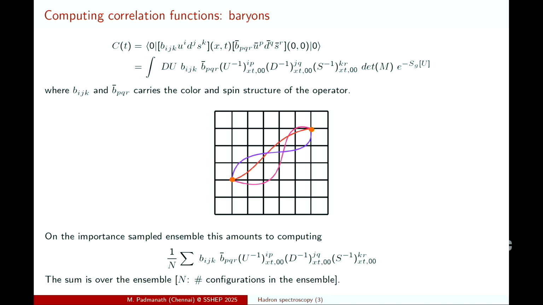U inverse is the M inverse corresponding to the U quark, D inverse is M inverse corresponding to the D quark, and S inverse corresponds to the S quark. Now something interesting you can notice here is that baryons have only quarks, right? So you have only forward propagation of quarks. So it is actually easy to deal with baryons.